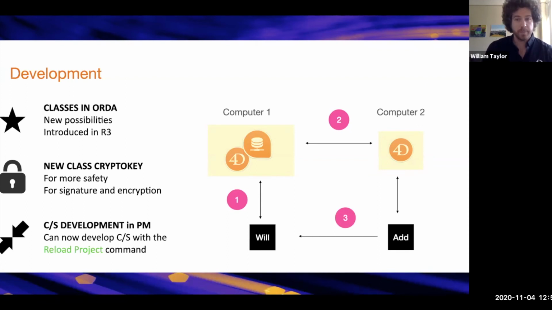Now what I do is I make the change. I connect my 4D standalone to my 4D Server application, make the necessary changes, and then call the reload project command. That command will reload the project, and Add will be able to reconnect to my application. On reconnection, Add will receive the latest source code.